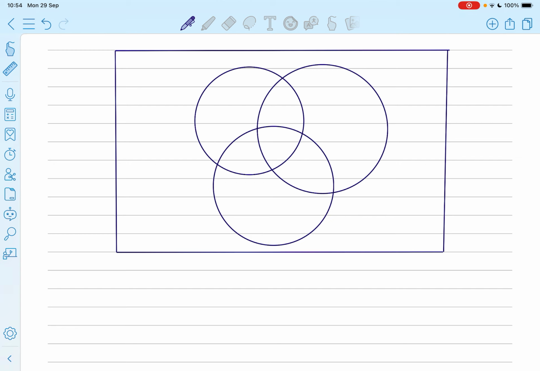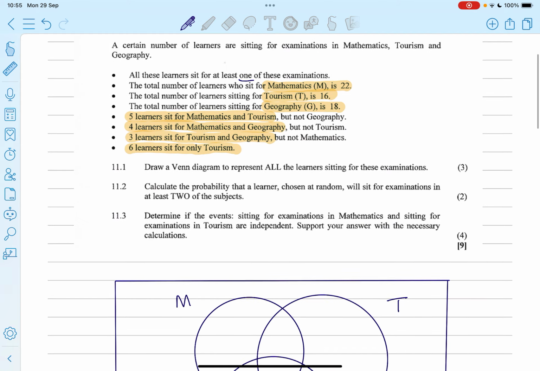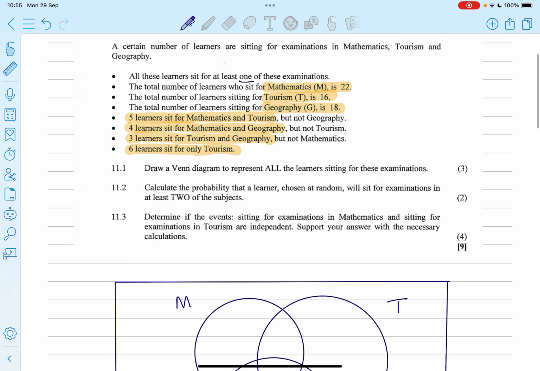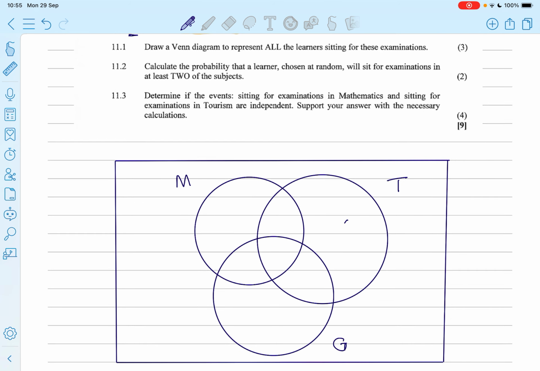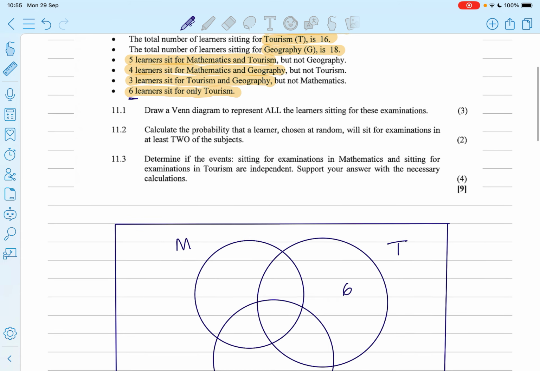So these are 3 circles for each subject. So we can label this to be maths. This can be tourism, and this can be geography. So now let's go back. We know the totals, but we can't start with the totals. So let's start with the ones that have intersections. So the first one is 6 learners sit for tourism only. That's easy, so we can just put that there.